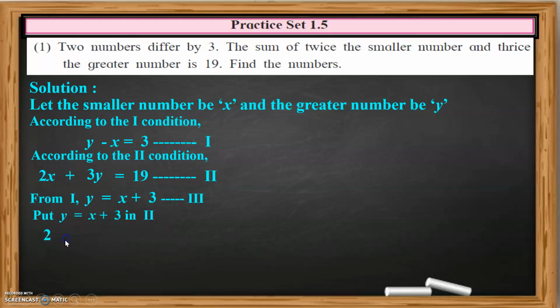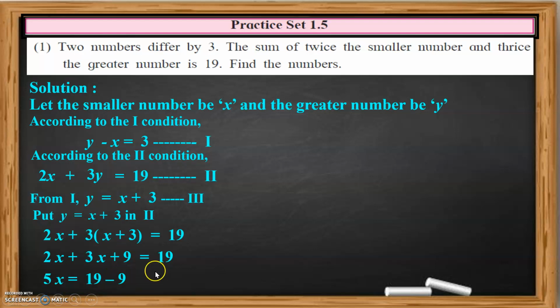So what will I get? 2x plus 3 into brackets x plus 3 is equal to 19. When I open the brackets, I get 2x plus 3x plus 9 is equal to 19. So on adding this, I will get 5x is equal to 19 minus 9. So we get 5x is equal to 10 and therefore the value of x is equal to 2.